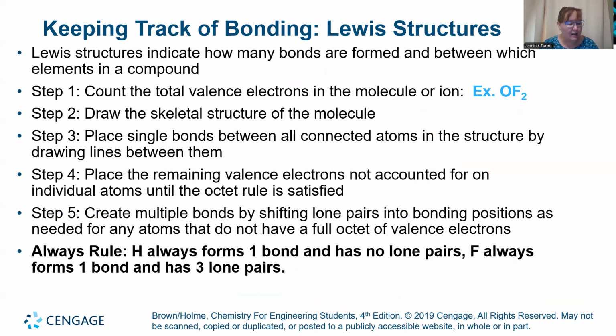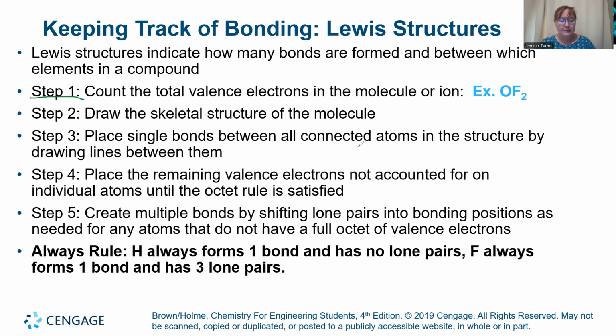Okay, so let's keep track of our bonding structures, and we're going to be looking at something called a Lewis dot structure. Let's go ahead and work through this molecule here. First, we have oxygen difluoride. Step one is to count the total valence electrons in the molecule or ion.